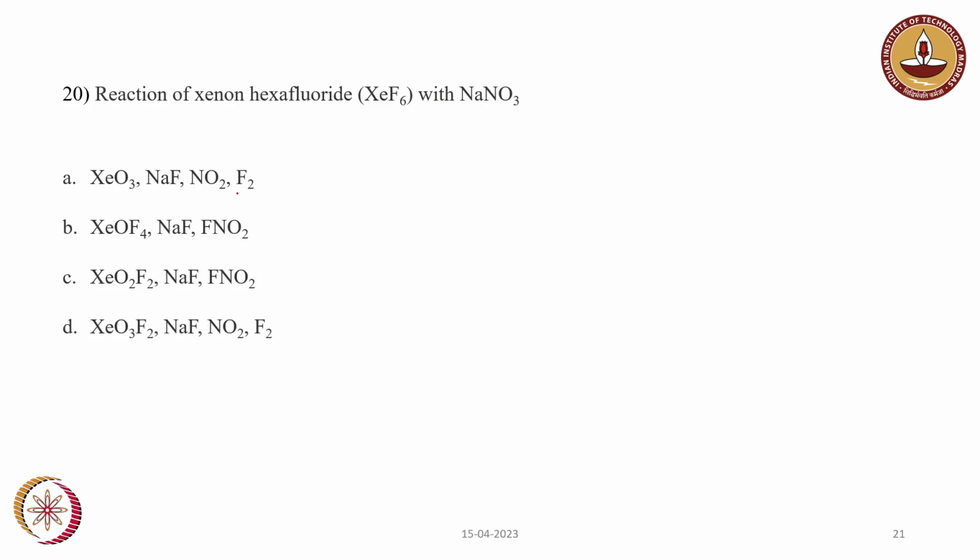Next question: the reaction of xenon hexafluoride XeF6 with NaNO3 will give. Option A is XeO3, NaF, NO2 and F2. Option B is XeO4, NaF and FNO2. Option C is XeO2, F2, NaF and FNO2. Option D is XeO3, F2 and NaF and NO2 and F2.